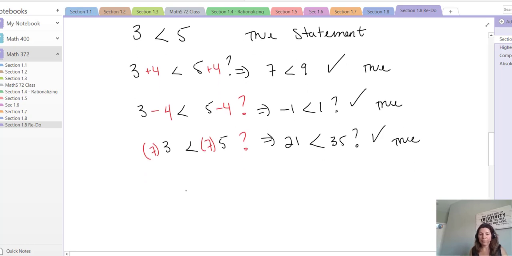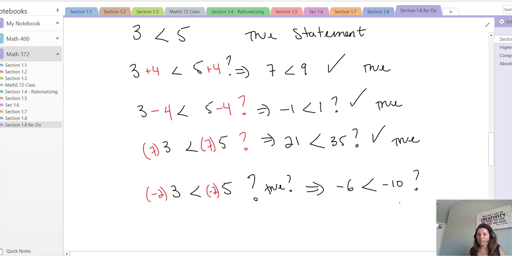Now what about multiplying by a negative? Starting with the original statement, 3 is less than 5, which we know is a true statement. Now what if I multiply both sides by, say, -2? Is this still a true statement? Let's see. -2 times 3 is -6. Is that less than -2 times 5, which is -10? And notice that this is actually false.